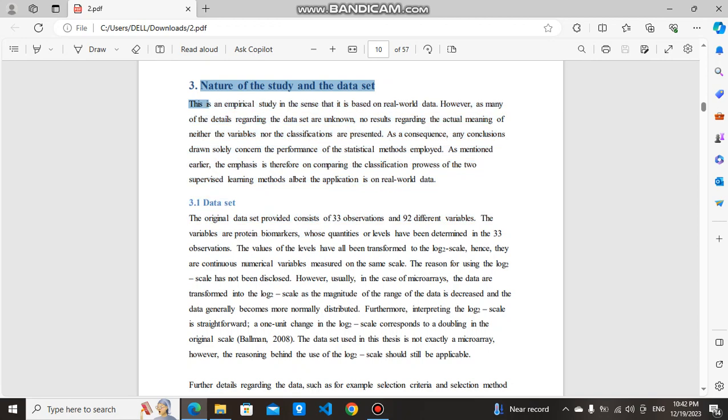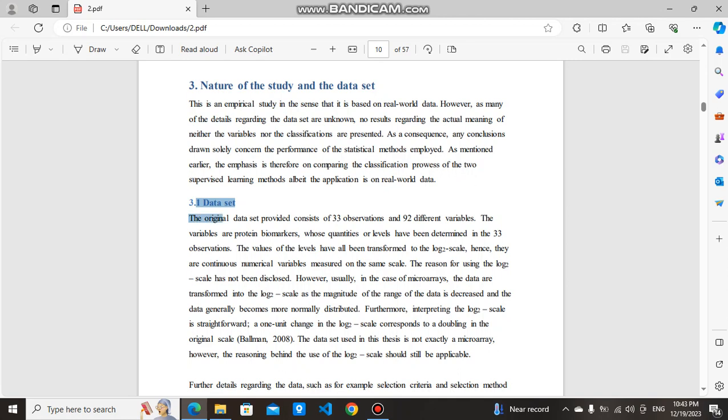So moving to my topic, this is an empirical study in the sense that it is based on the real world data. However, as many of the details regarding the data set are unknown, no results regarding the actual meaning of neither the variables nor the classifications are presented. As a consequence, any conclusions drawn solely concern the performance of the statistical methods employed. As mentioned earlier, the emphasis is therefore on comparing the classification performance of the two supervised learning methods, albeit the application is on real world data.